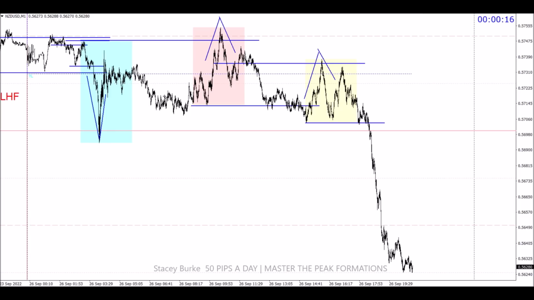Remember what I said. They bring you back up into the peak formation. They break structure and bring you back up into the peak formation. Equity market opens, they bring you back up into the peak formation before dropping away.